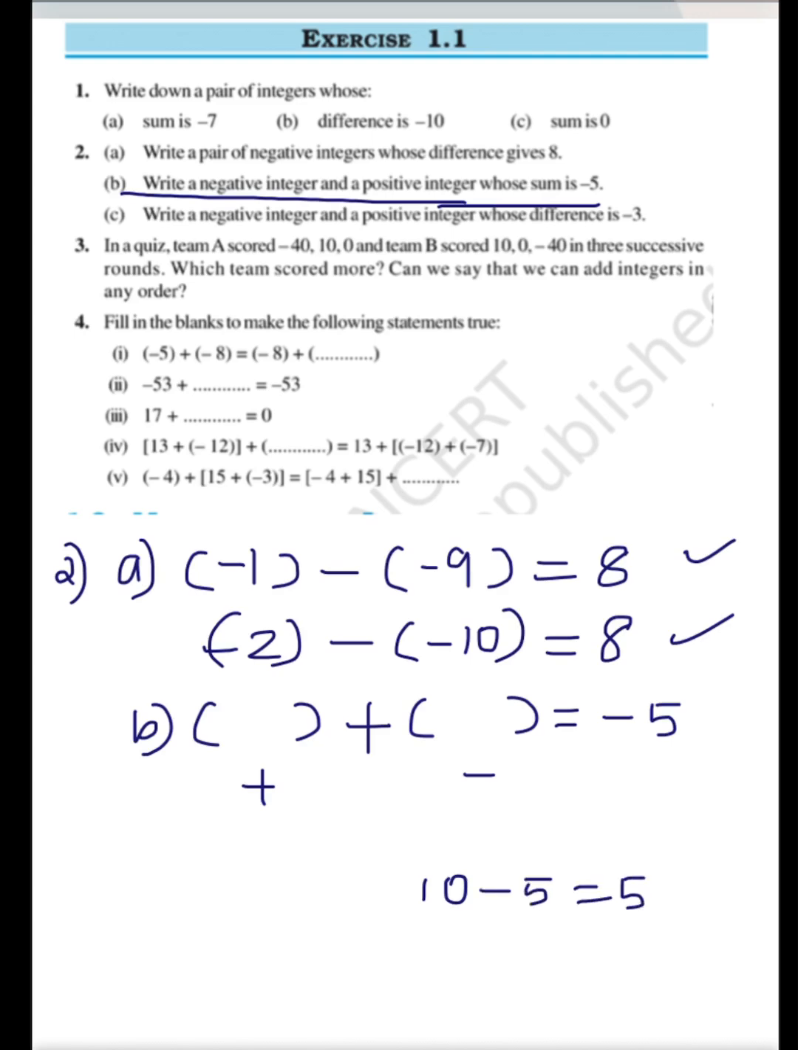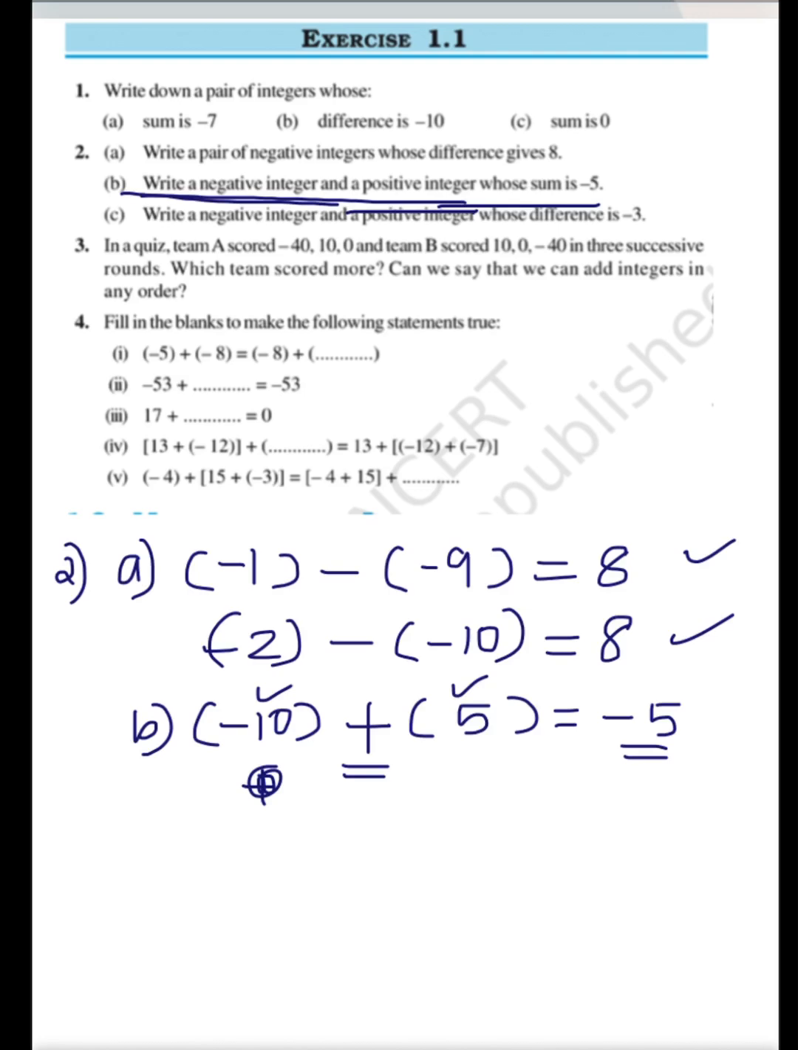So in order to get 5, you know that 10 minus 5 is equal to 5. And in the answer you should get minus. That means the bigger number should have the minus sign. So here we can put minus and here we can put plus. So minus 10 plus 5 is equal to minus 5. So we have used a negative integer and a positive integer, and we have used the sum and we have got the answer as minus 5. All conditions in the question are satisfied. The question was write a negative integer and a positive integer whose sum is minus 5. So this is an answer for that.